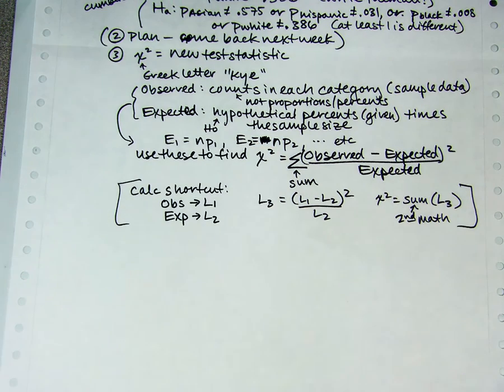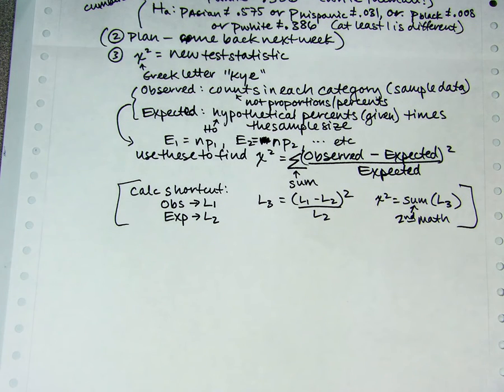So that is how you make the calculator do this process without the whole big table. It's a little bit of a table. It's only 3 columns instead of 5.